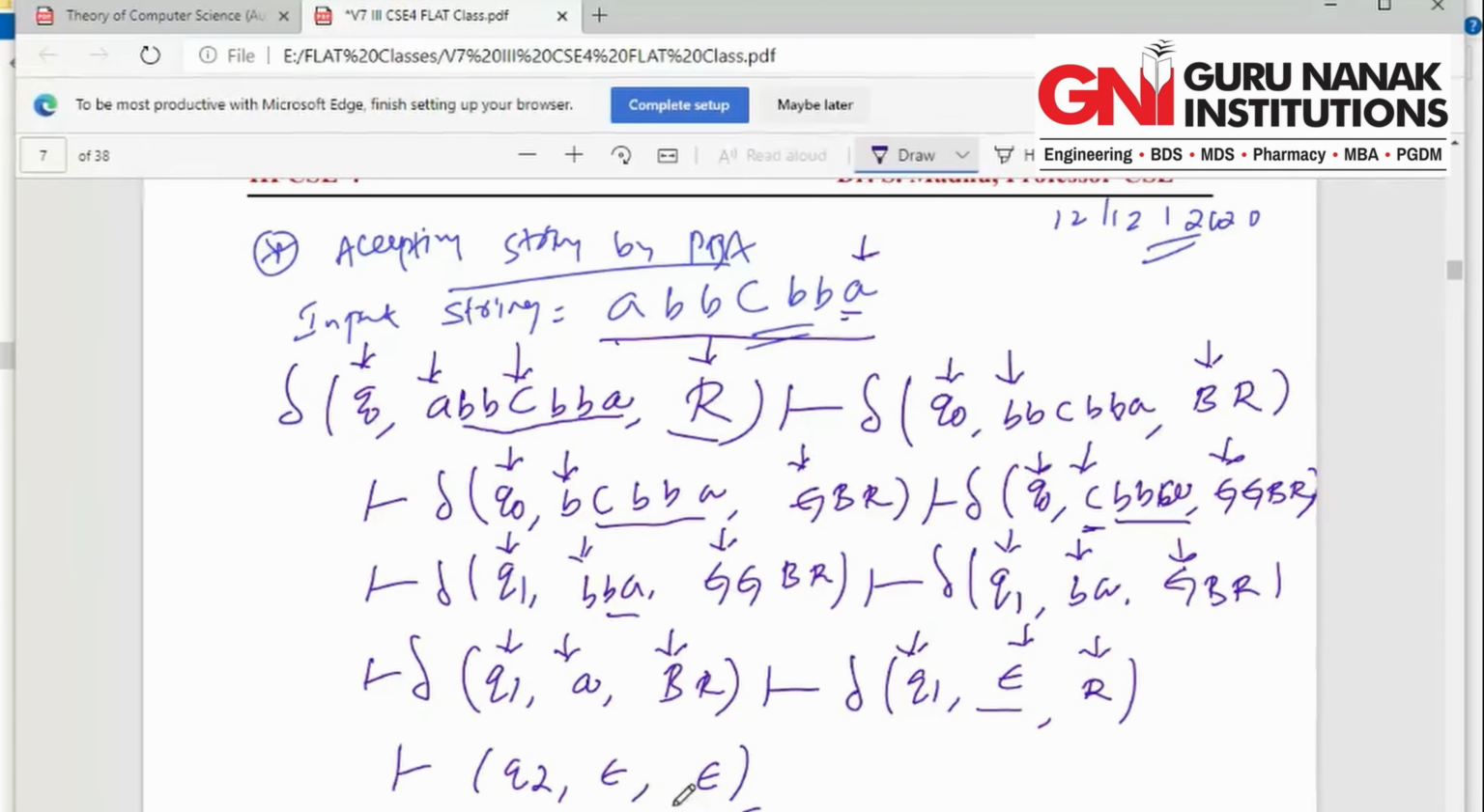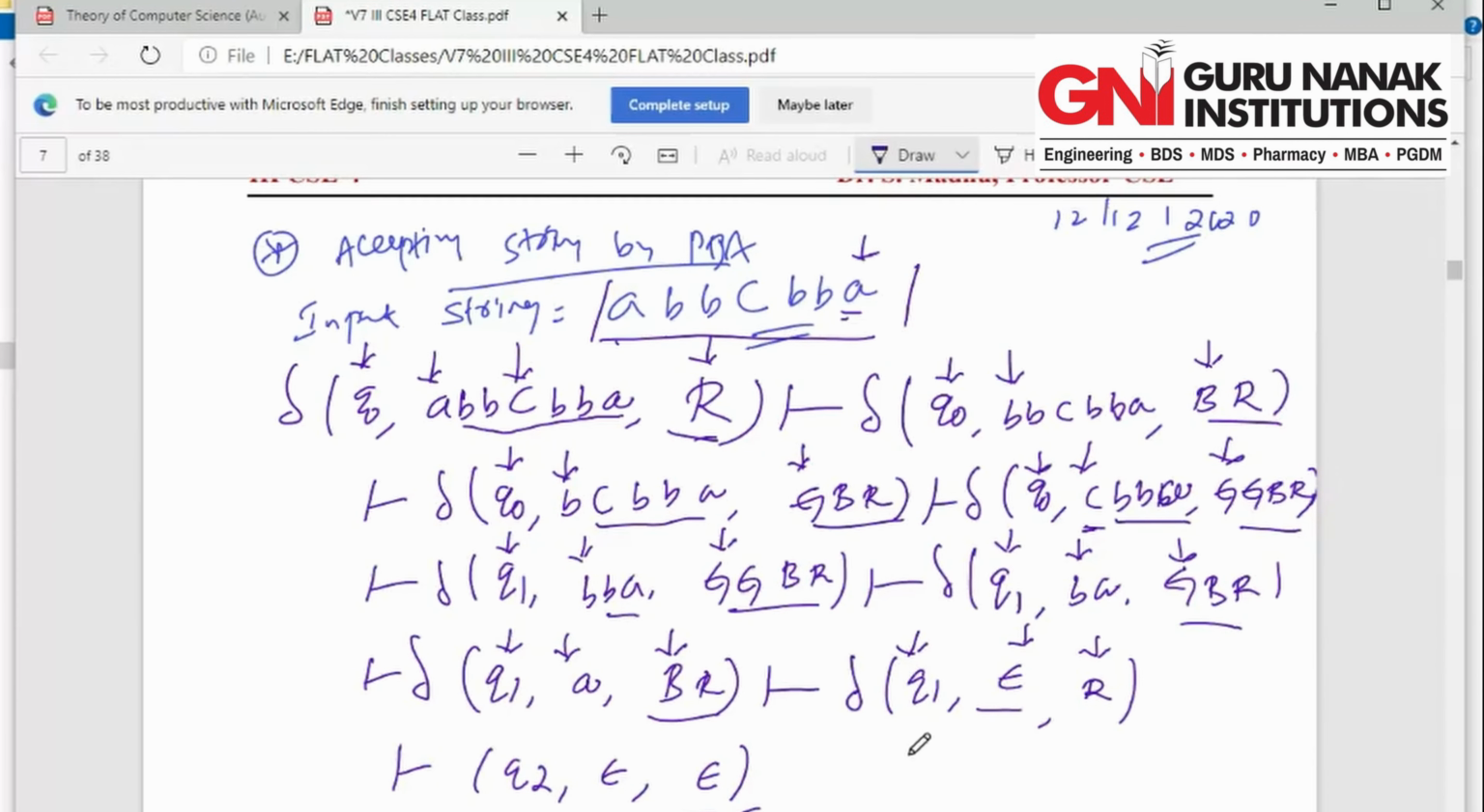Then I can say that. Now what happened? Before the processing of input starts, the stack has R. During processing, the stack has some content. After processing, the stack is empty. Then I can say that the given input is accepted by PDA with empty stack. So there are two ways to accept.